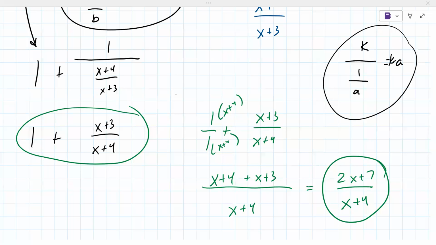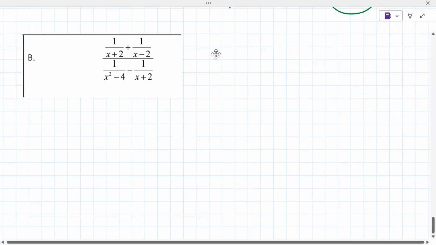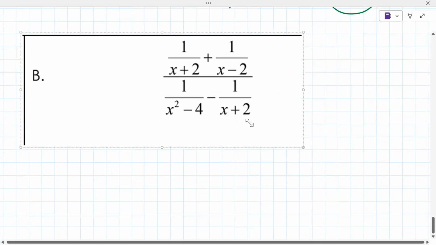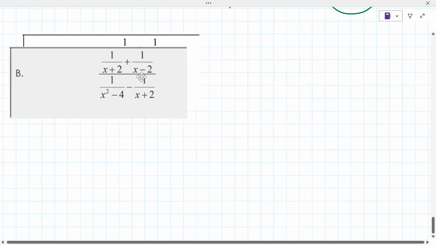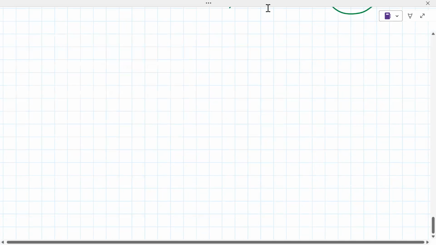Why is my snipping tool? There it is. Okay. All right. Actually, let me re-snip that.